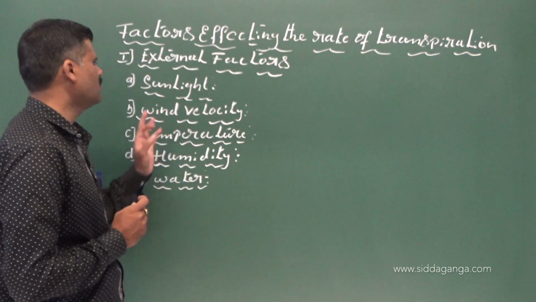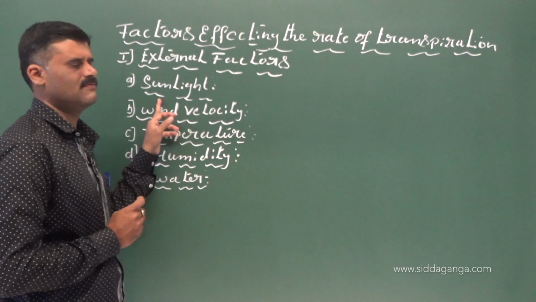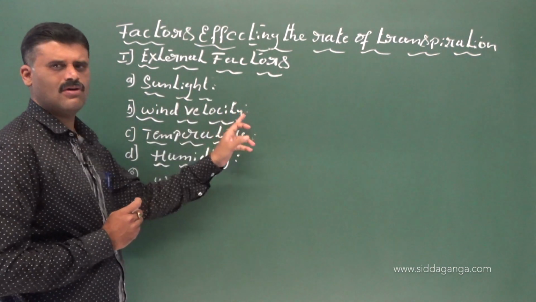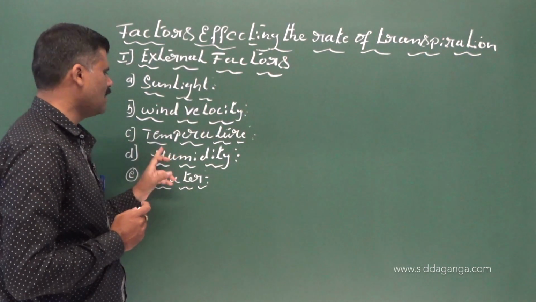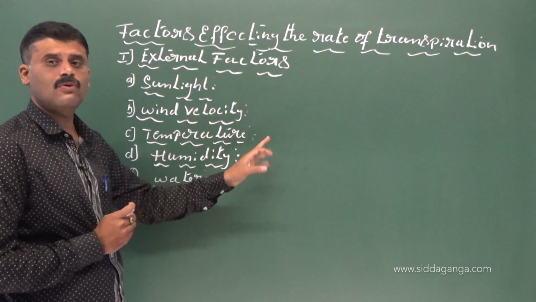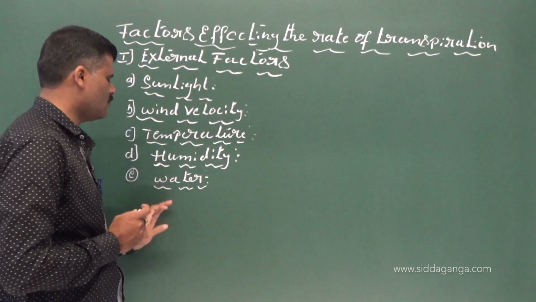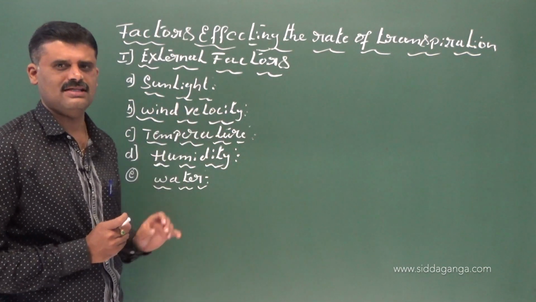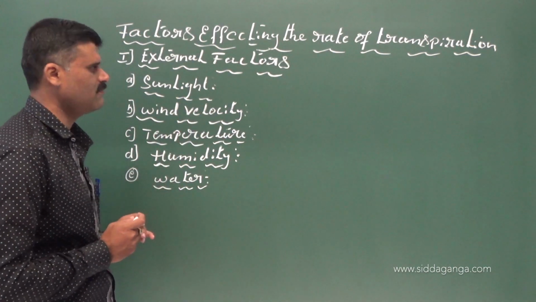So these are the factors. Sunlight is more, transpiration is more. Wind velocity is more, transpiration is more. Temperature is more, transpiration is more. Humidity is more, transpiration is less. Water availability is less, then transpiration is less. So these are the external factors.